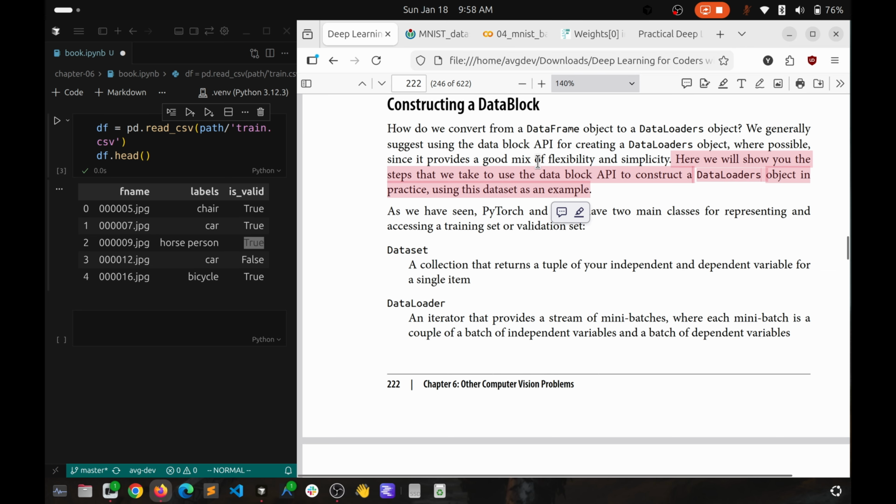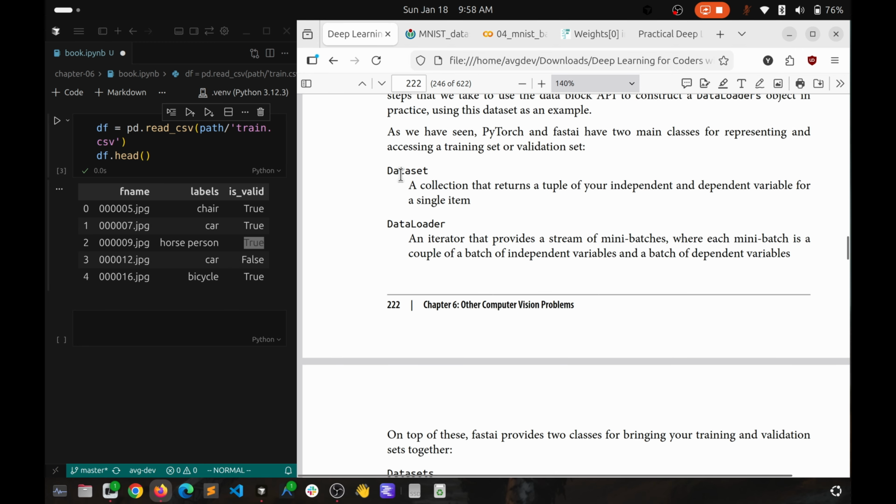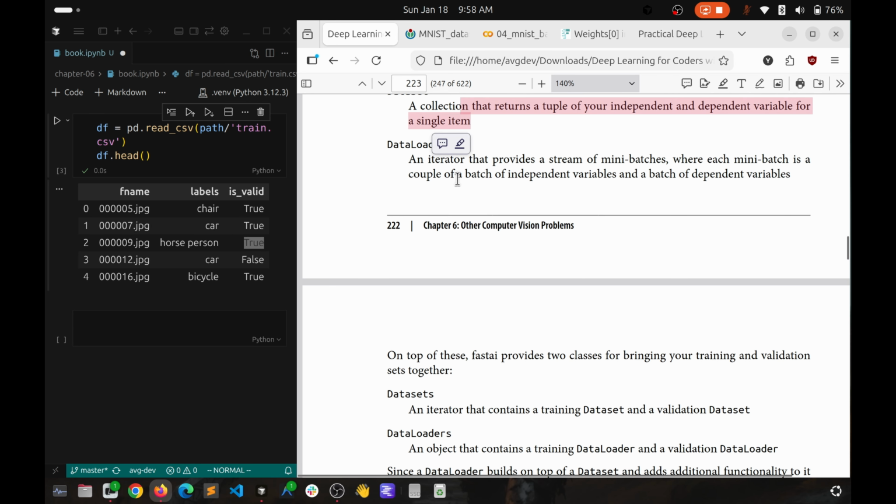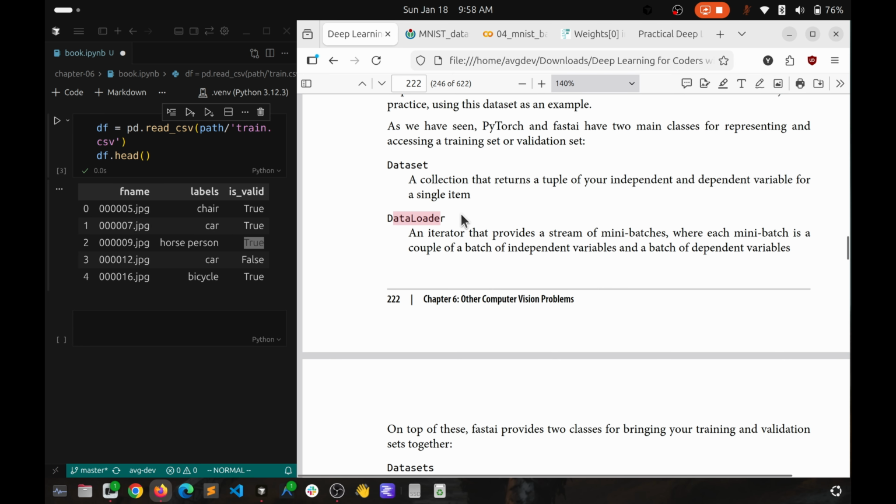So we will learn how to use the data block API to build DataLoaders. As we have seen, PyTorch and fastai have two main classes for representing and accessing a training set or validation set. Dataset is a collection that returns a tuple of your independent and dependent variable for a single item. And DataLoader is an iterator that provides a stream of mini-batches, where each mini-batch is a tuple of a batch of independent variables and a batch of dependent variables.